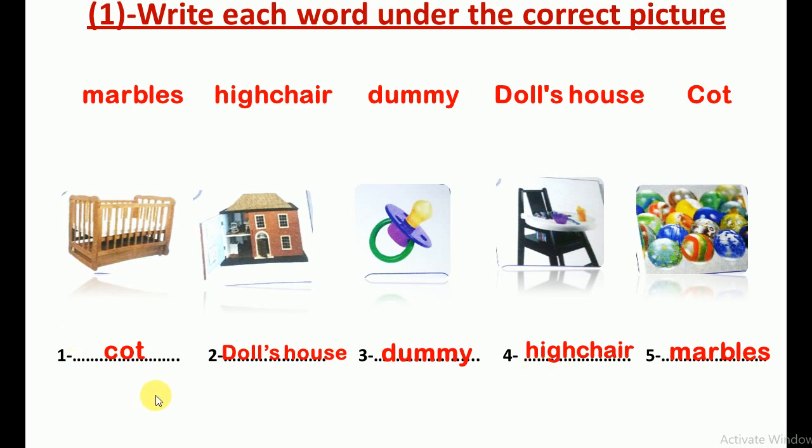So we have five words here. Cot, it's a baby's bed. Doll's house, a small house for dolls. And dummy, or pacifier, for the baby to stop crying and to suck it. And high chair, for mom to spoon feed the baby. And marbles. Good job.